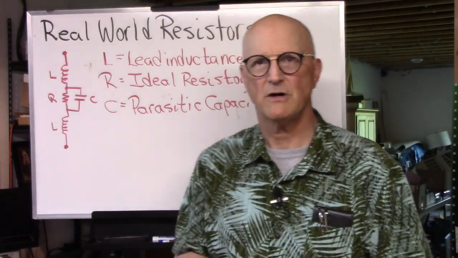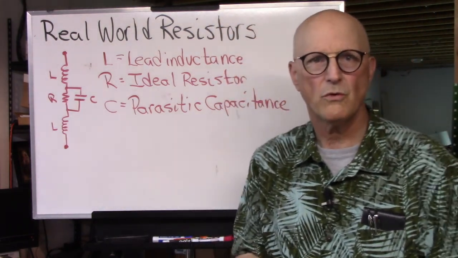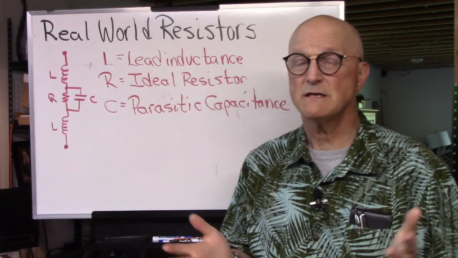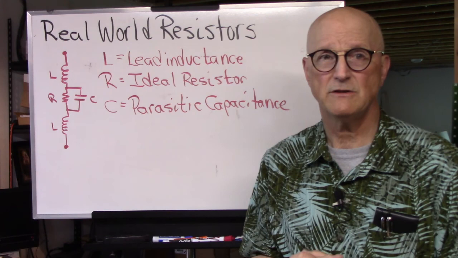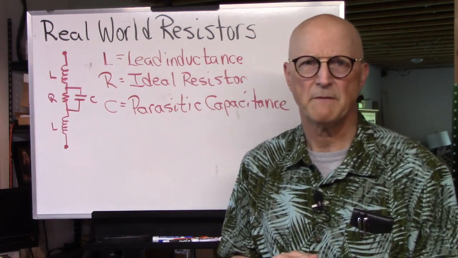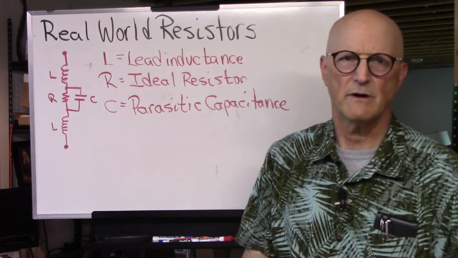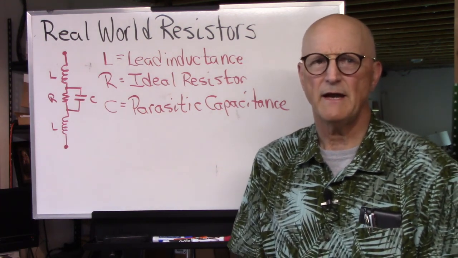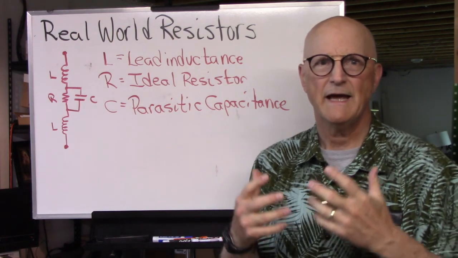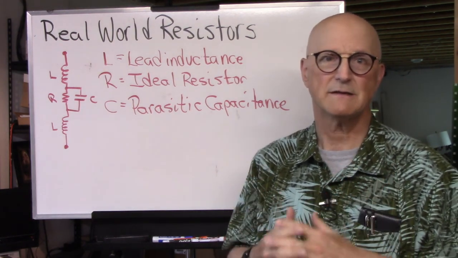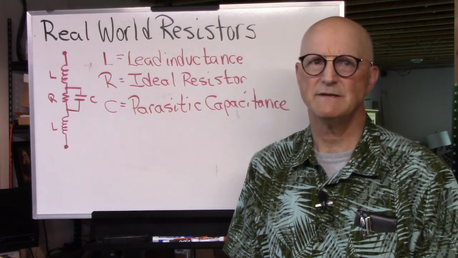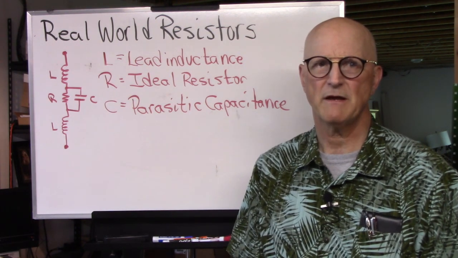Lastly, I want to talk about real-world resistors. Real-world resistors need some sort of method of connecting to the outside world, and this is done through some sort of conductor, maybe like a wire or other such thing. And every conductor, no matter how big or small it is, has some inductance associated with it. So every resistor has some amount of inductance associated with it.